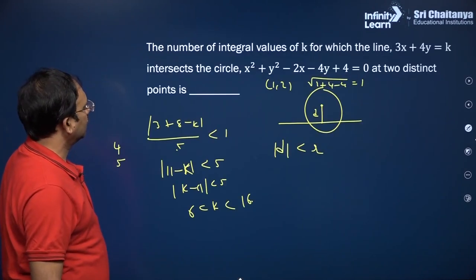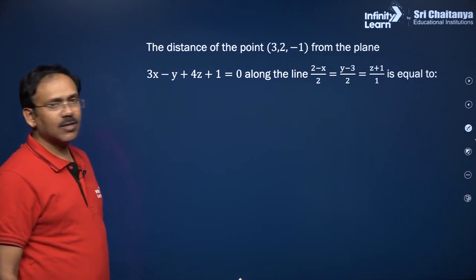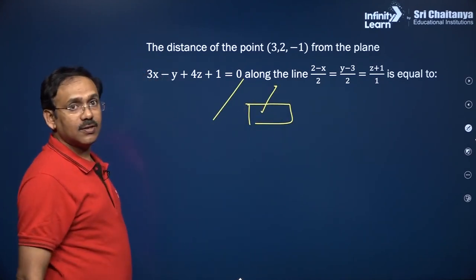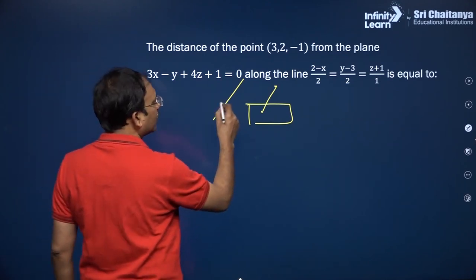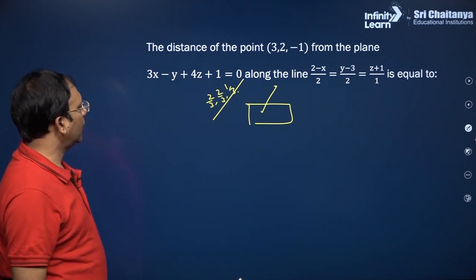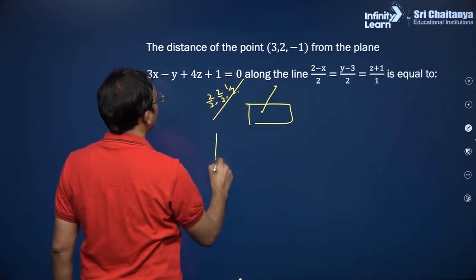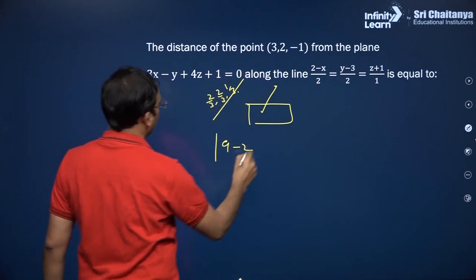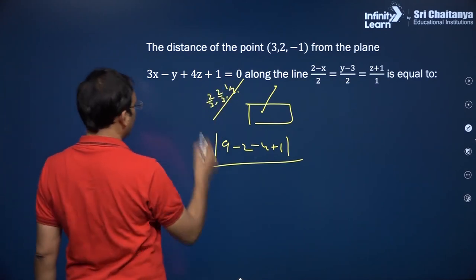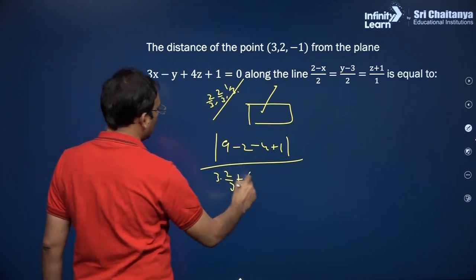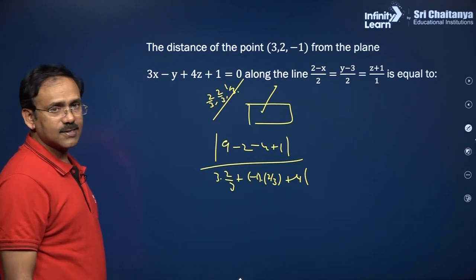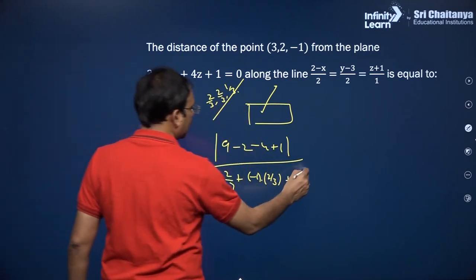Okay. Next, my dear friends, the distance of the point from the plane along the line. I have given the shortcut directly. From a point to a plane, it is not the perpendicular distance; he is asking us to find this distance measured parallel to this line. So the DRs you convert into DCs: 2 by 3, 2 by 3, 1 by 3, my dear friends. Now, I already told you, if you want the distance of this onto the plane, you just substitute 9 minus 2 minus 4 plus 1 by, my dear friends, 4 by, you see, A is going to be 3 into cos theta 2 by 3, and B is going to be minus 1 into 2 by 3 and C is going to be 4 into 1 by 3. The DCs you have to write.